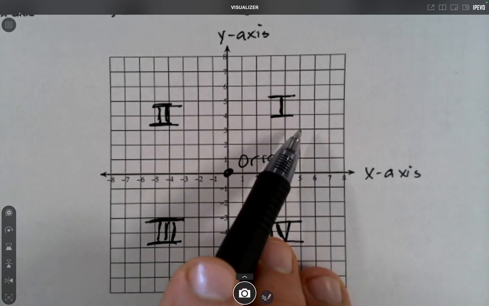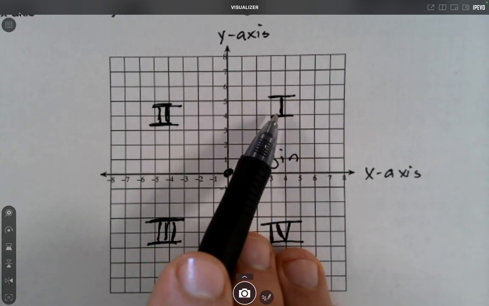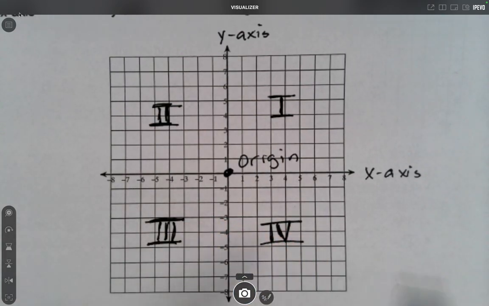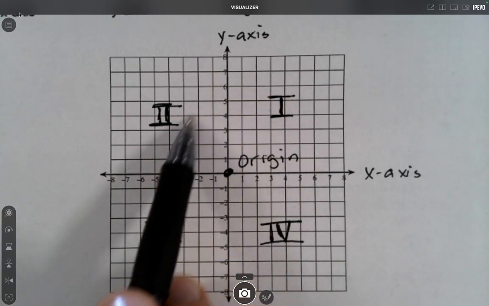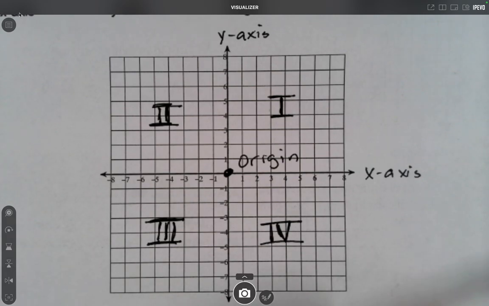So 1 starts in the upper right, everything's positive up here, positive x values, positive y values. Then it goes counterclockwise. You can almost think of it as it makes a C for coordinate plane. I don't know, just thought of that in the moment.